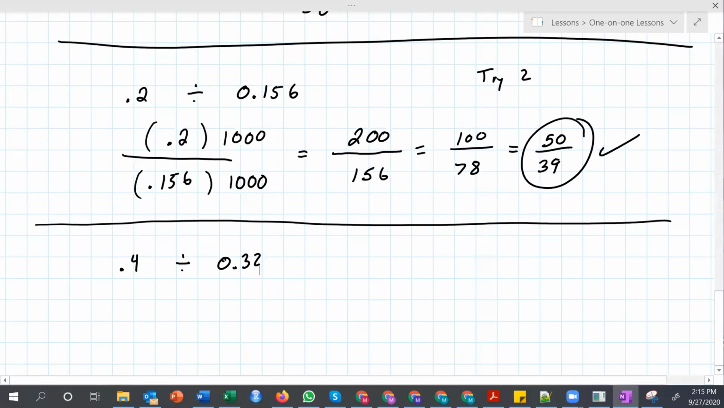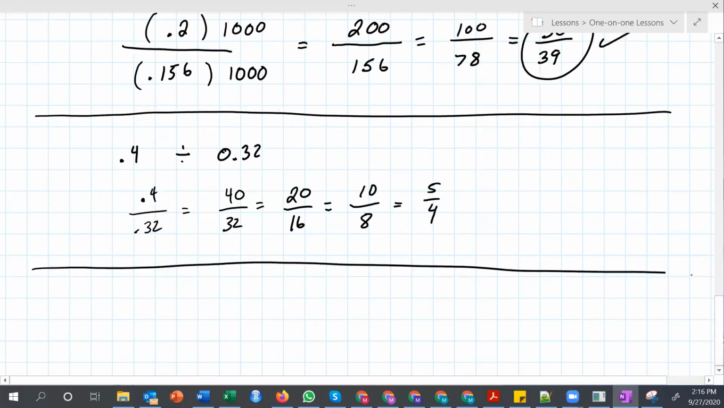I'm trying to figure out the problem right now. So the simplified answer is 20 over 17. How did you come up with 17? That number is not correct. It should be 0.4 over 0.32, which becomes 40 over 32. So maybe 20 over 16. Oh yeah, sorry. Instead of adding a 1, I added a 2.